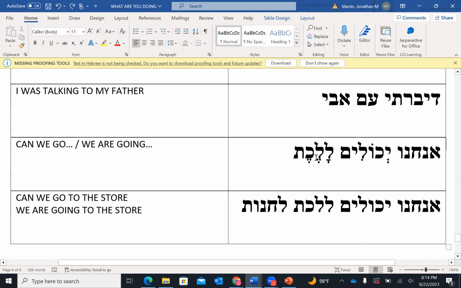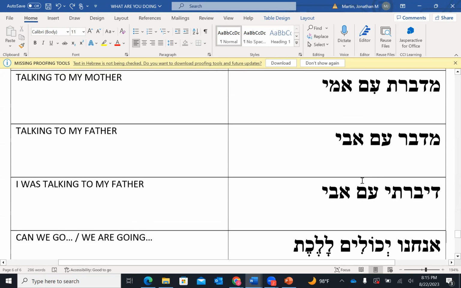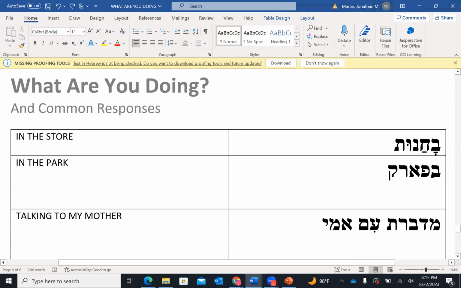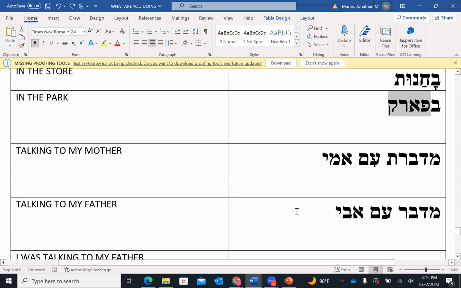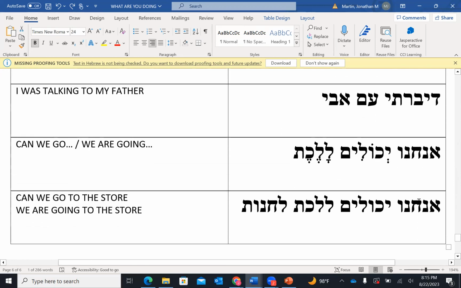And here you could say, can we go to the bank? How do you say bank? You say bank. Bet, aleph, nun, kuf: bank. It's like park. You just spell it the same way you spell it in English. Can we go to the bank? Because there was no such thing as a bank when they were in Israel back then. So can we go to the bank?